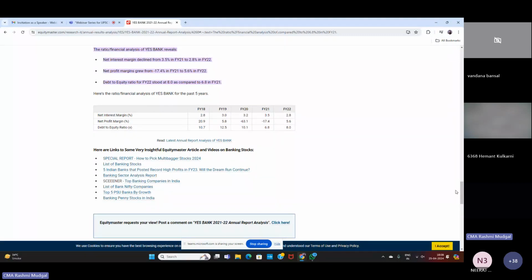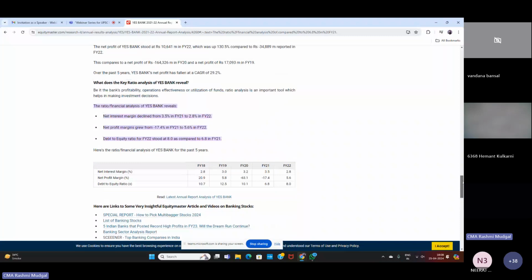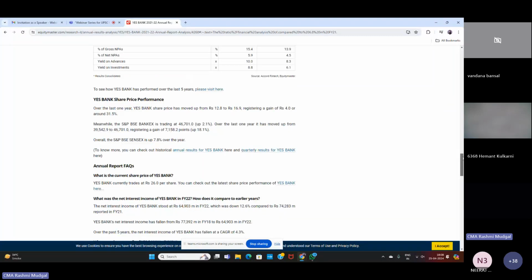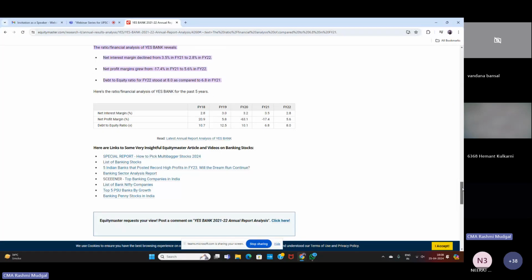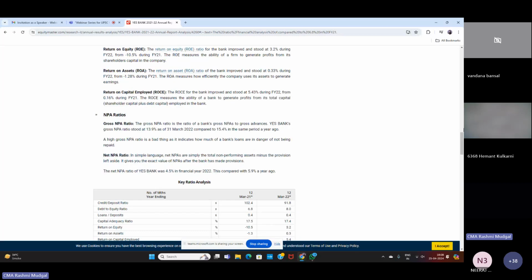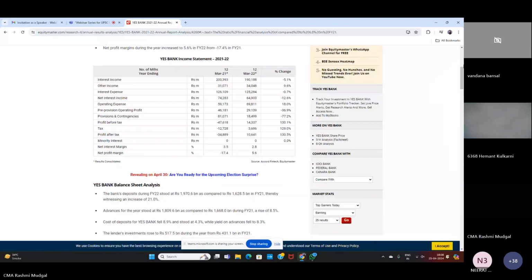So is it okay to put some funds, park some funds here? It is always totally dependent upon the risk-taking capacity of the investor. I hope you understand this analysis. Are there any questions?